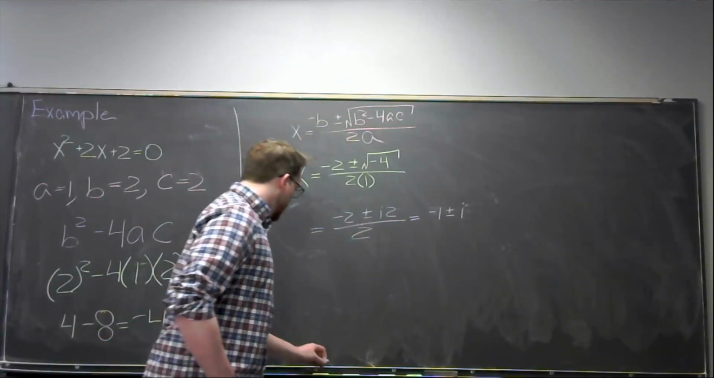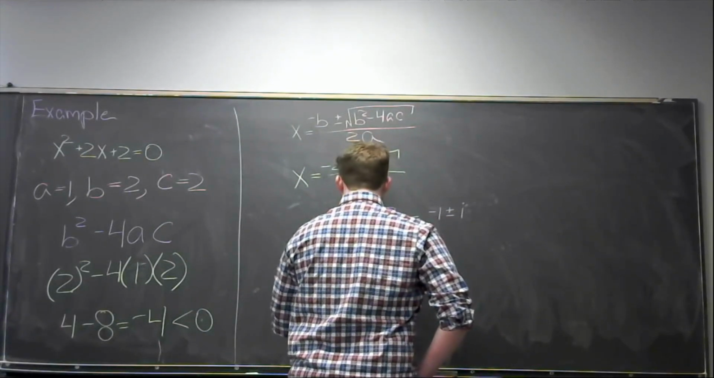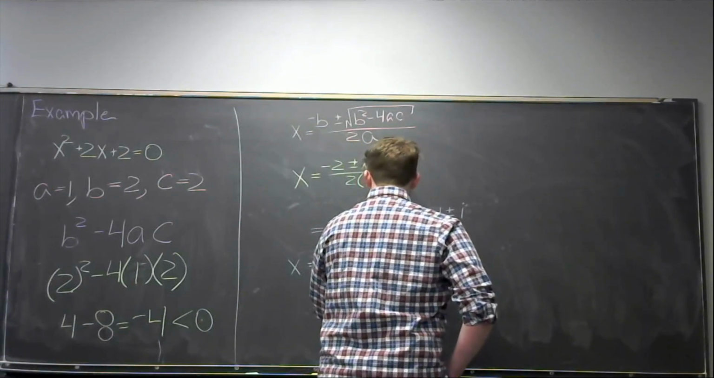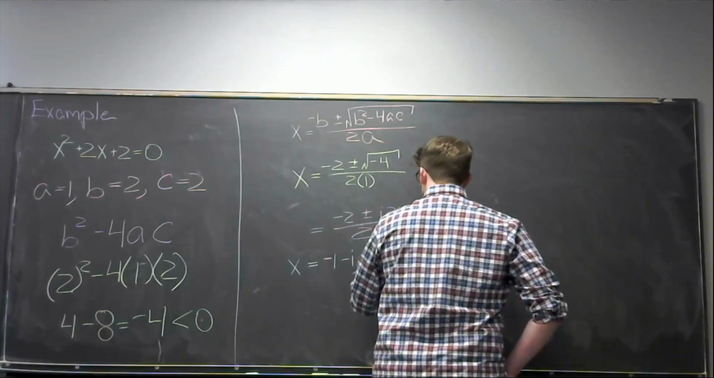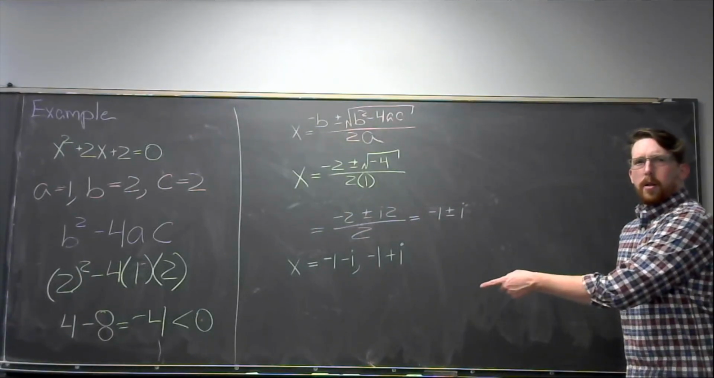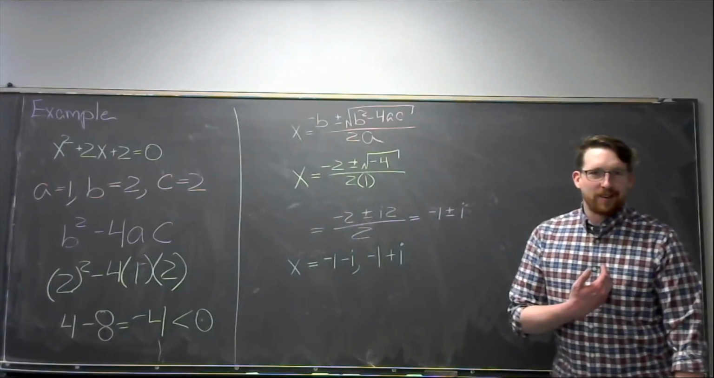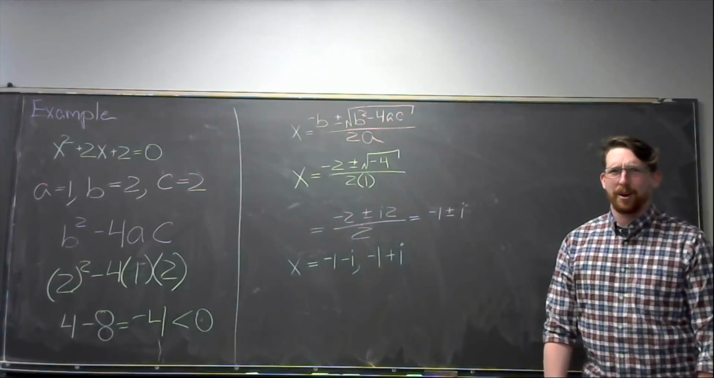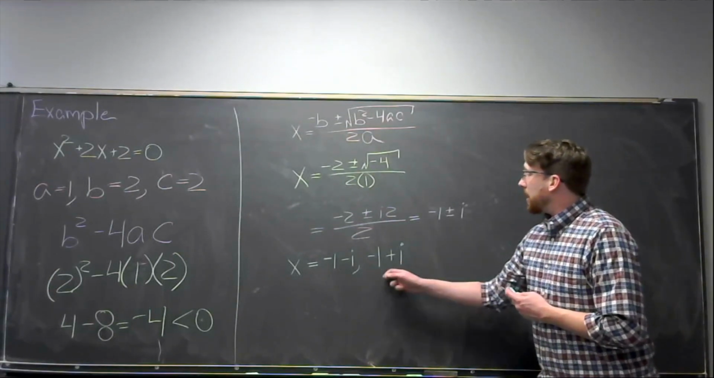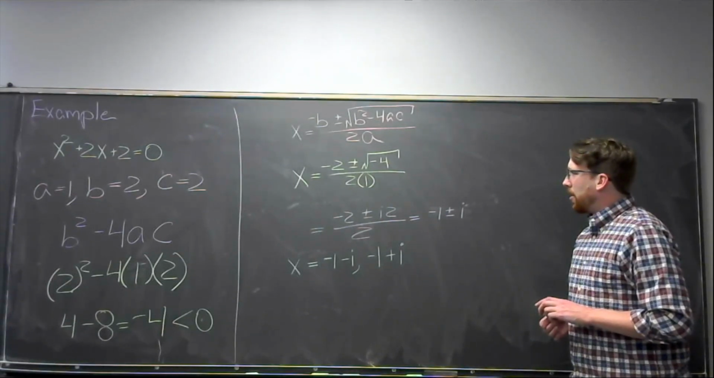So this tells us then that x is equal to -1 minus i, or -1 plus i. Now that's interesting, isn't it? I think it's interesting. Ha ha ha, to whoever was like, no. What's cool about this is that these come out to be complex conjugates. Huh.